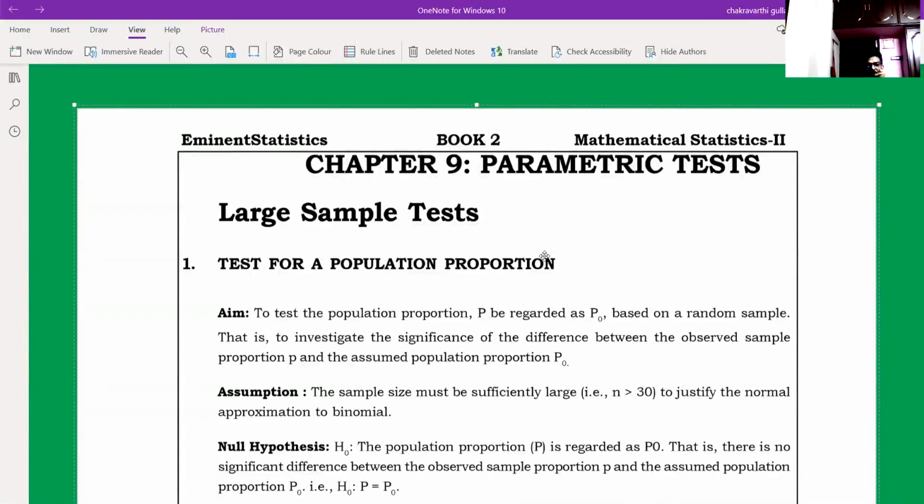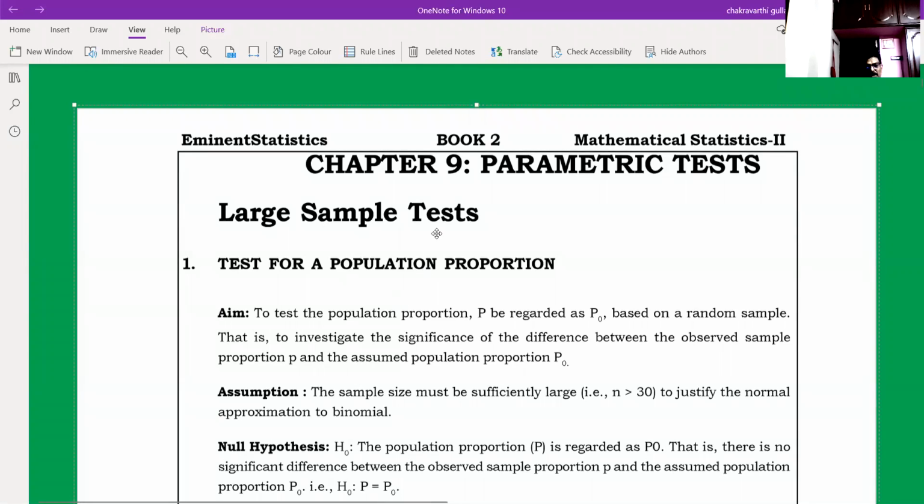Chapter 9, Parametric Test. Large sample test and small sample test. Several large sample tests are included in our syllabus, and also small sample tests based on the t, F, chi-square, and also Fisher's Z transformations. First of all, we have to take the large sample test.